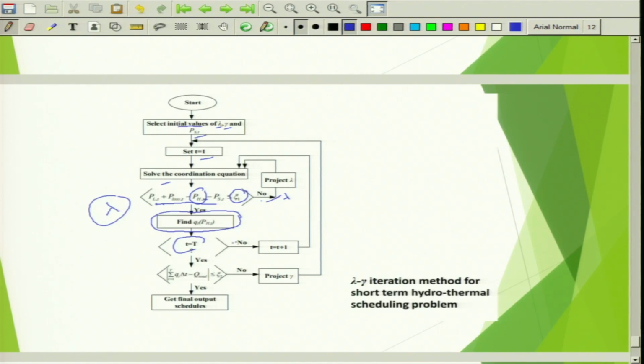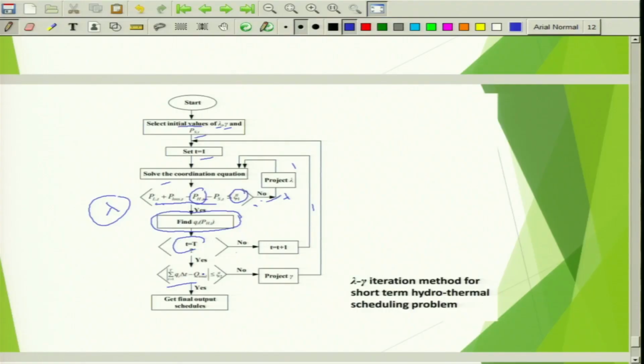If you have not reached the ultimate time interval, then you increase the time interval, again solve the coordination equation, freeze the lambda, and then for t equal to 1 to T, for all time intervals, you have the total volume of water available with you, right. And now you check whether the total amount of water that you can dispatch is within the limits or not. If that is there, the hydraulic constraint is also met, then you get the final dispatch schedule of thermal and hydro.